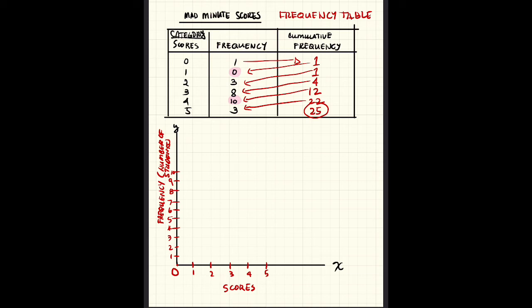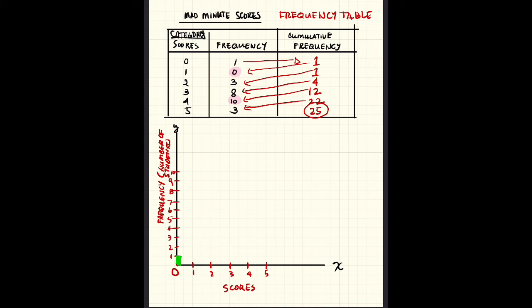So there was one person who got 0, so I am going to put a bar over there. Okay, 0, that means one person got 0. 1, nobody got 1. 2, 3 people got 2 marks. So 3 is over here, and 2 is over here.